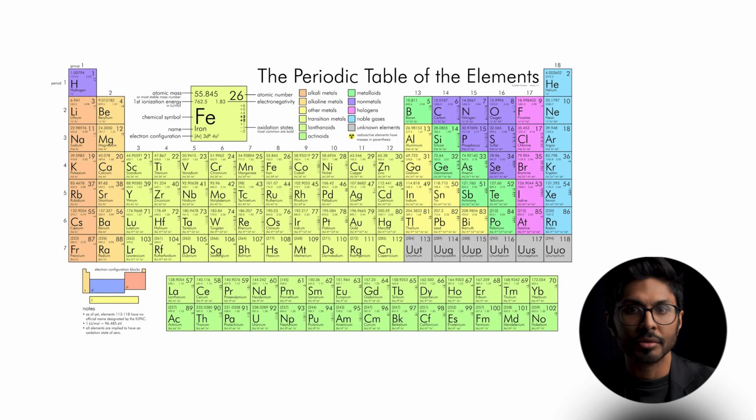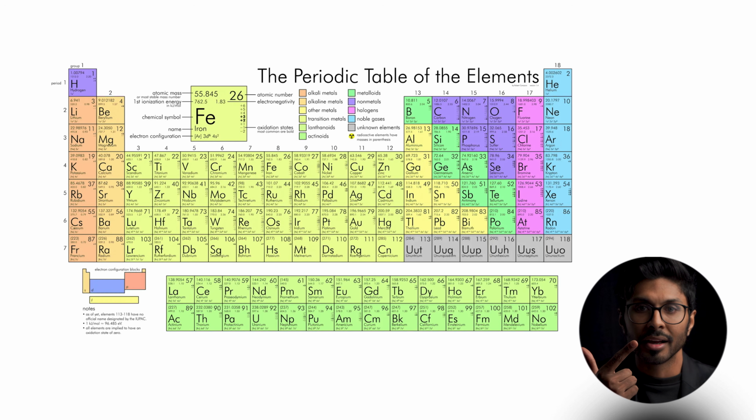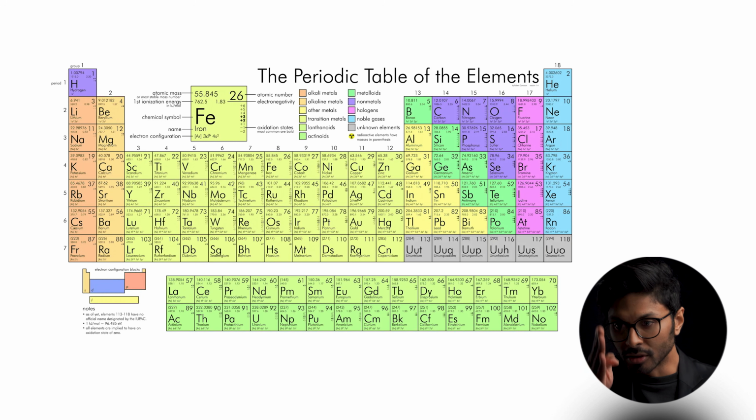Each element's individual box shows the chemical symbol, atomic mass, the sum of protons and neutrons, and atomic number, the number of protons. Elements are arranged in horizontal rows called periods, which go across, and columns called groups, which go down. This is labeled on the top left.